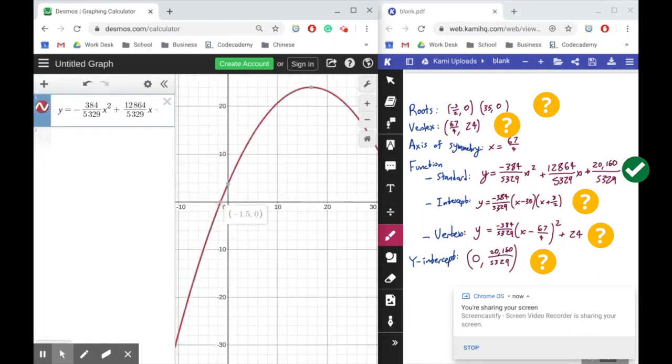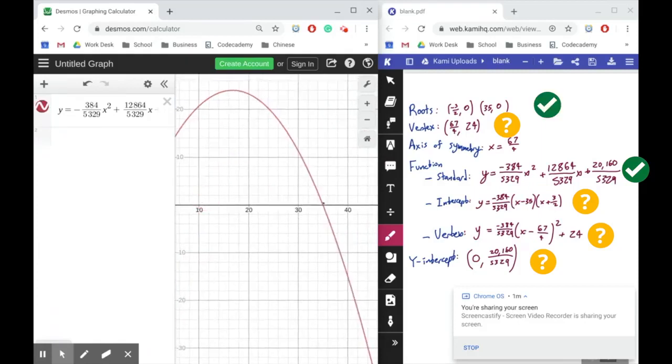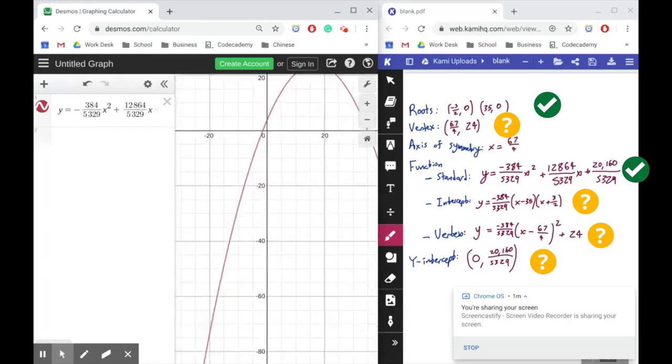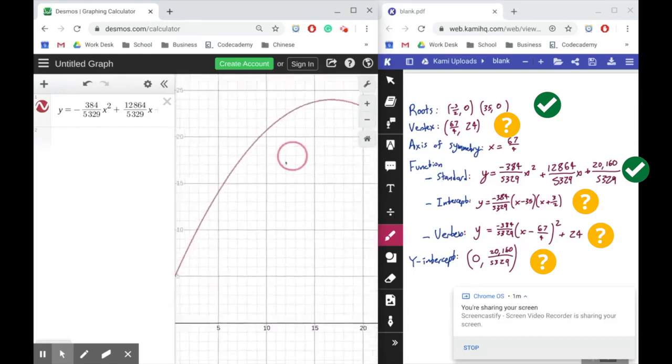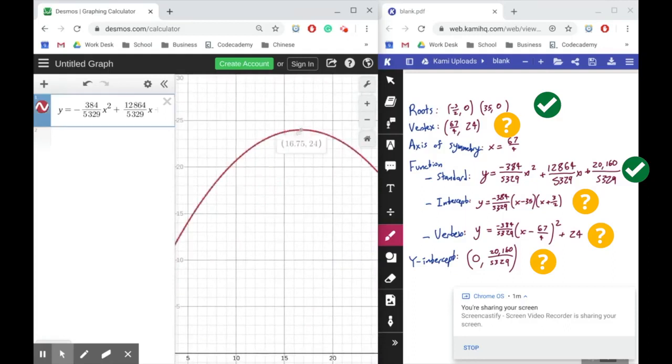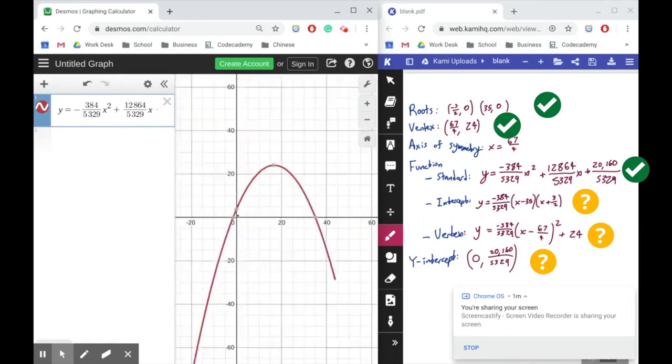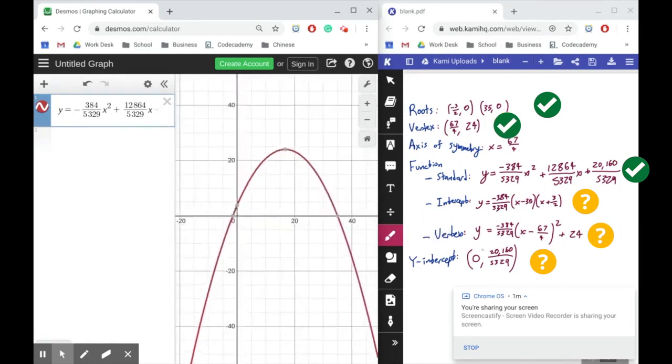So, all right, let's check the roots first. So the roots, I wrote negative 3.5, 0. And they have negative 3.5, 0. That is correct. And 35, 0. Yes, there we go. All right, and now for the vertex. Fingers crossed. So 67 fourths, by the way, which I wrote, is the same thing as 16.75, I believe. So, oh, look, 16.75, 24. That's great.